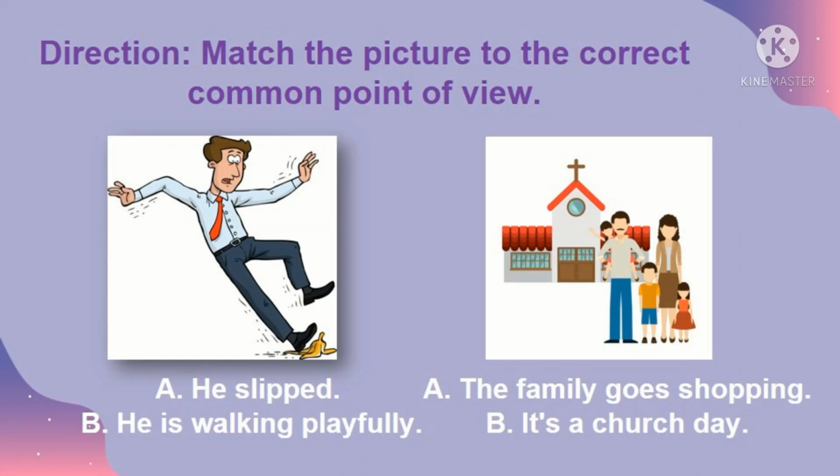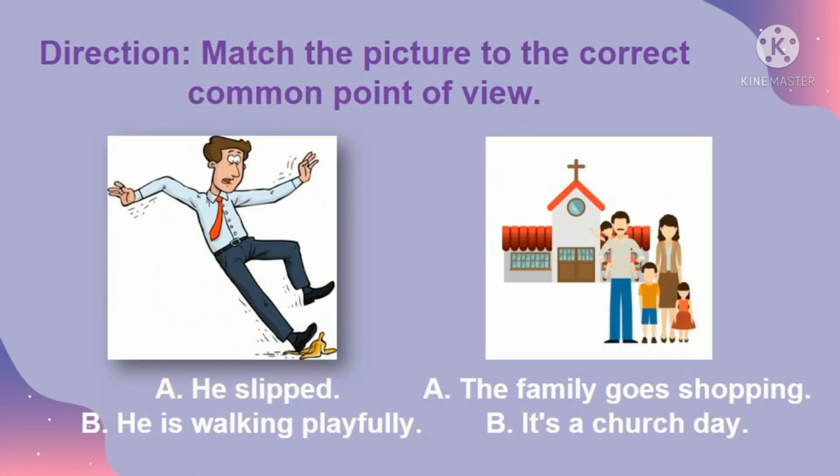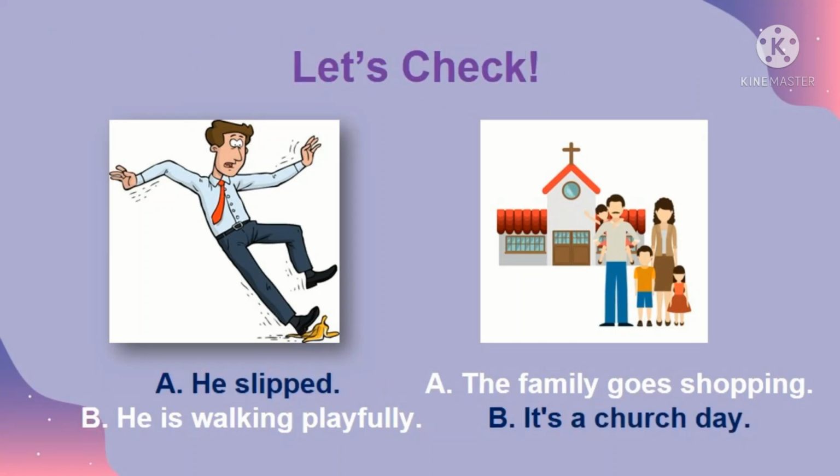You're now ready to answer the following items. After this set of images, we will check your answers. Let's check your answers now. In the first image, the correct answer is letter A. He sleeps. The reason why the man fell asleep was because of the banana peel on the floor. The correct answer in the second item is letter B. It's a church day. As you can see in the background of the family, there is a building of a church and not a mall or a grocery store to go shopping.